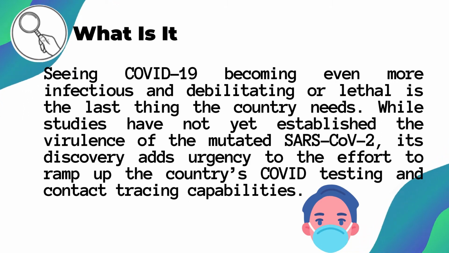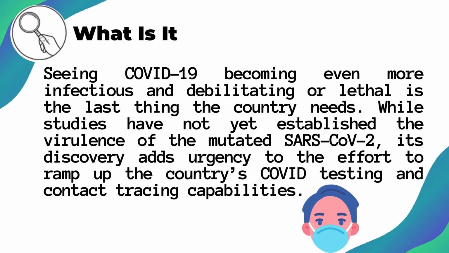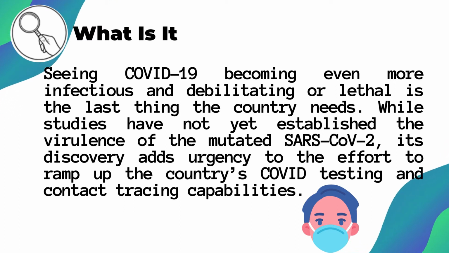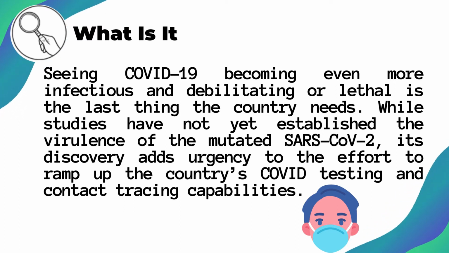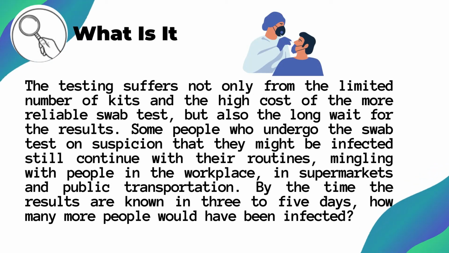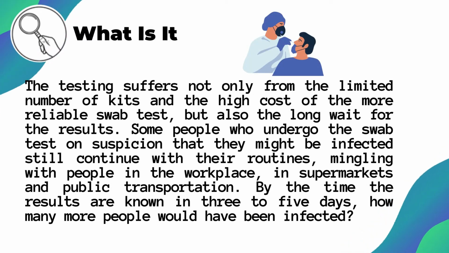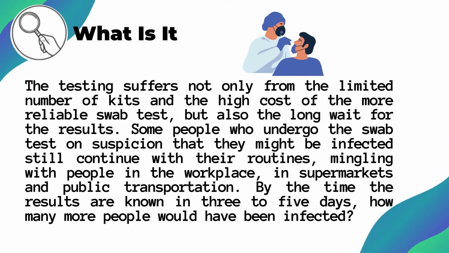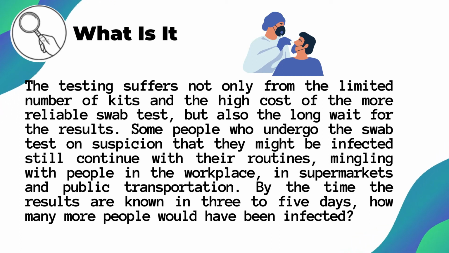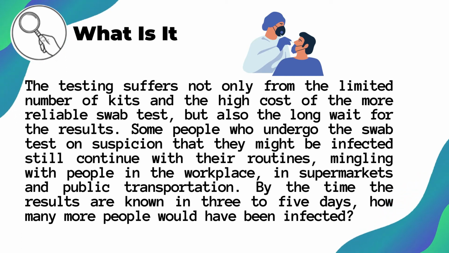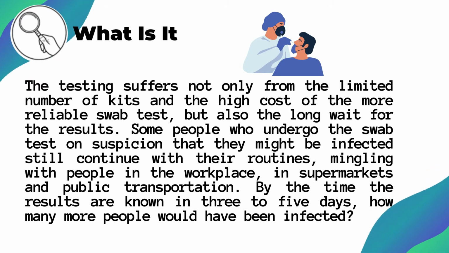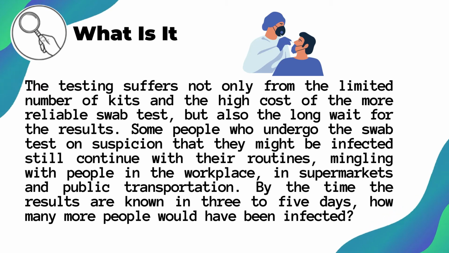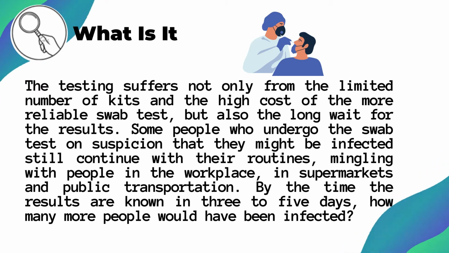While studies have not yet established the virulence of the mutated SARS-CoV-2, its discovery adds urgency to the effort to ramp up the country's COVID testing and contact tracing capabilities. The testing suffers not only from the limited number of kits and the high cost of the more reliable swab test, but also long wait for the results. Some people who undergo the swab test on suspicion that they might be infected still continue with their routines, mingling with people in the workplace, in supermarkets, and public transportation. By the time the results are known in 3 to 5 days, how many more people would have been infected?